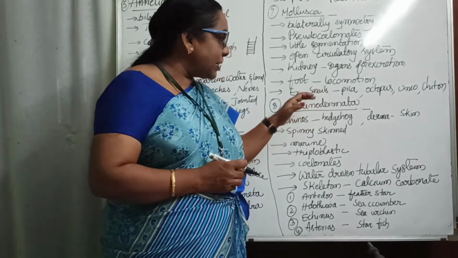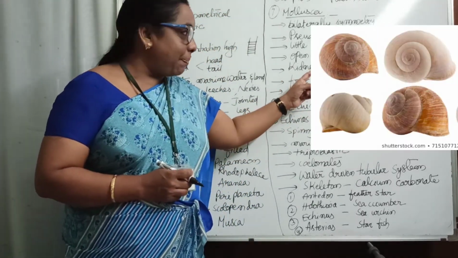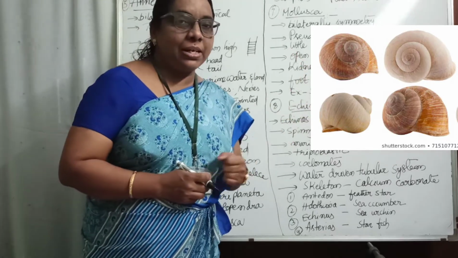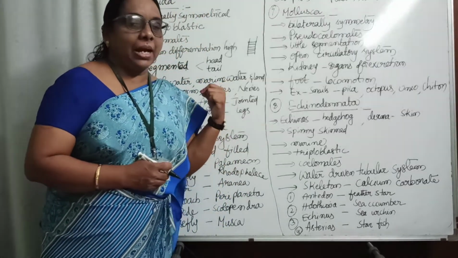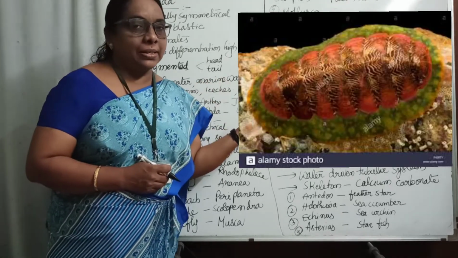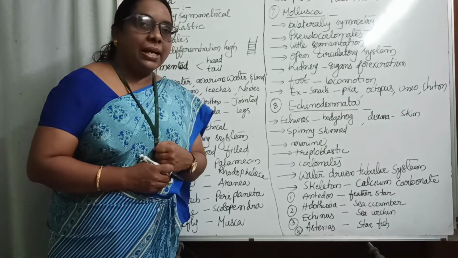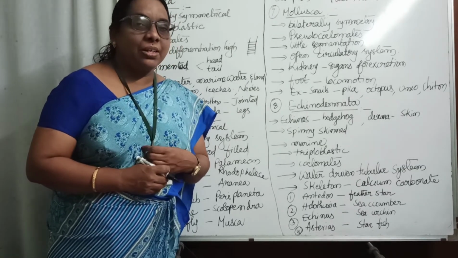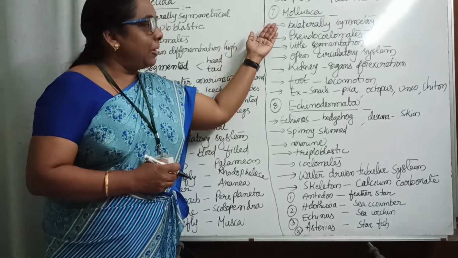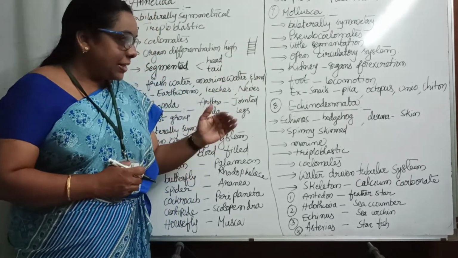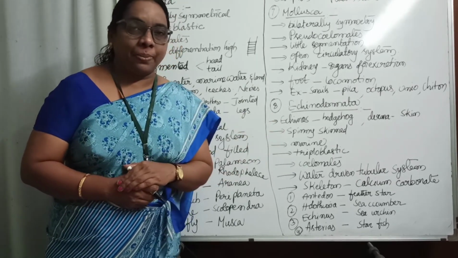Let's come to the examples here. Snail, the scientific name is Pila, and the others are octopus, chiton and unio. Let me repeat once. Snail, scientific name Pila, and octopus, chiton and unio are the examples for the molluscans. And the last phylum in invertebrates is Echinodermata.